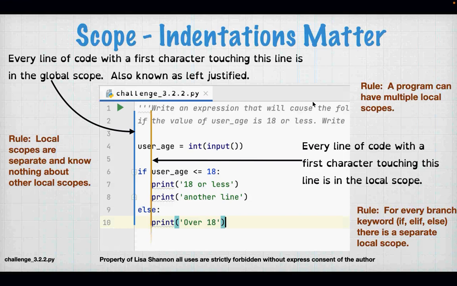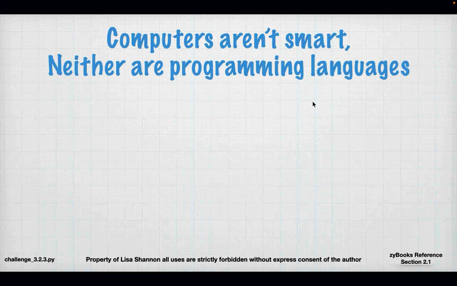And by the way, you can have multiple local scopes in a program. In this case, I have two local scopes. Lines 7 and 8 are local scope, and line 10 is local scope. For every branch keyword, if, elif, and else, you have to have a separate local scope. And one local scope does not know anything about the other local scope. They are almost separate little programs. Computers aren't smart, neither are programming languages.